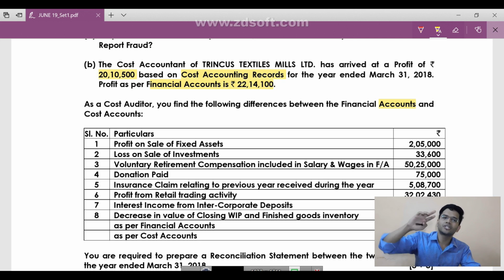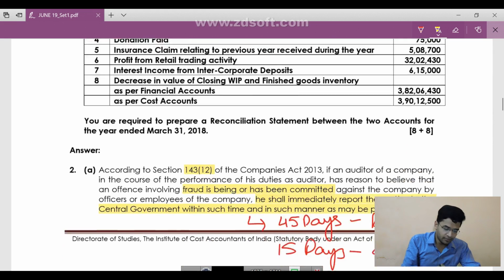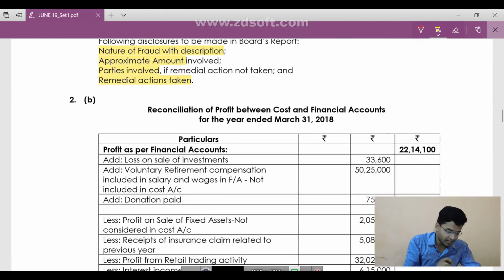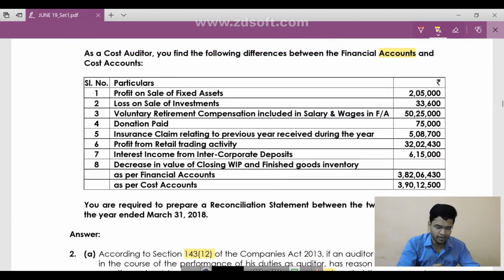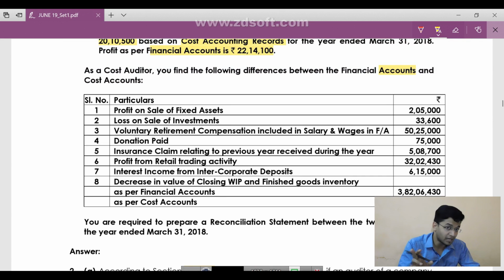You cannot start with financial profit, although the answer will not be wrong, and if you see the answer in this RTP, MTP also, the answer will start with financial profit. So the answer is not wrong, but my preference would always be to take costing profit first and financial profit should be the residuary figure. In this question, MTP has taken financial accounts profit of 22 lakh as the base, so we'll accordingly solve our answer. But remember, in real life, you have to take costing profits first.